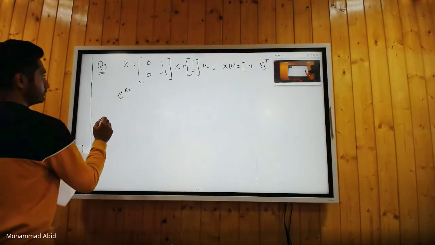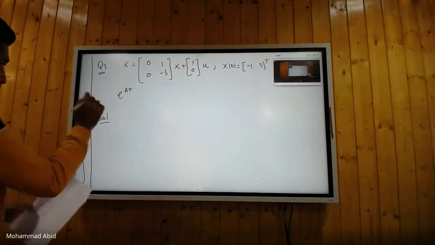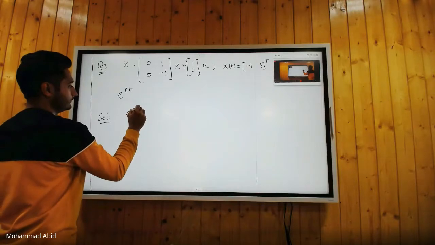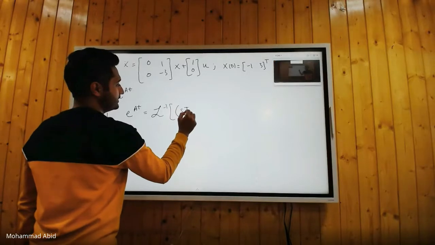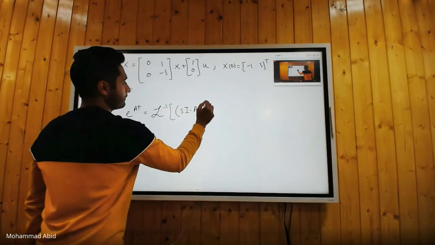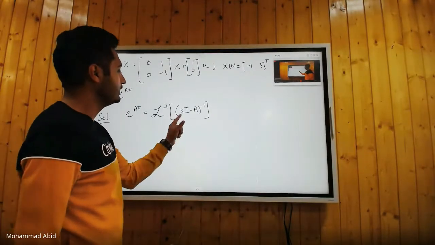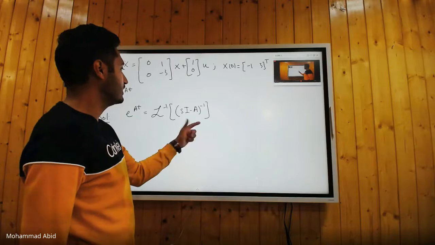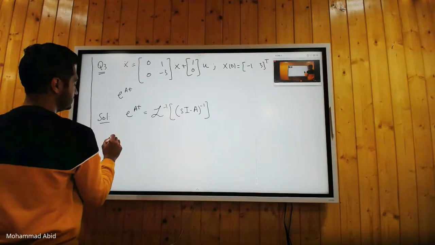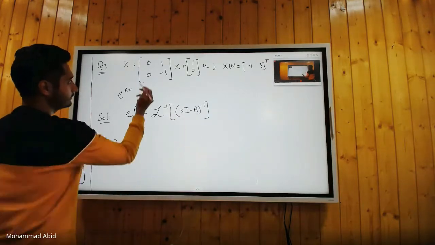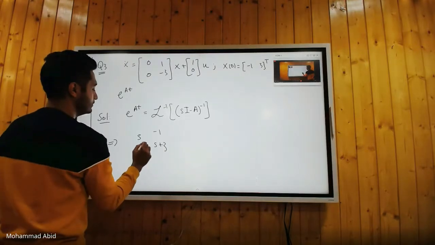So let me just solve it using the standard method we use. e to the power At is the Laplace inverse of (sI minus A) inverse. I'm evaluating sI minus A, finding its inverse, and finding the Laplace inverse of the whole thing to get e to the power At. So let's break it down. First of all, sI minus A of this matrix. This will be s plus 3, minus 1, 0.